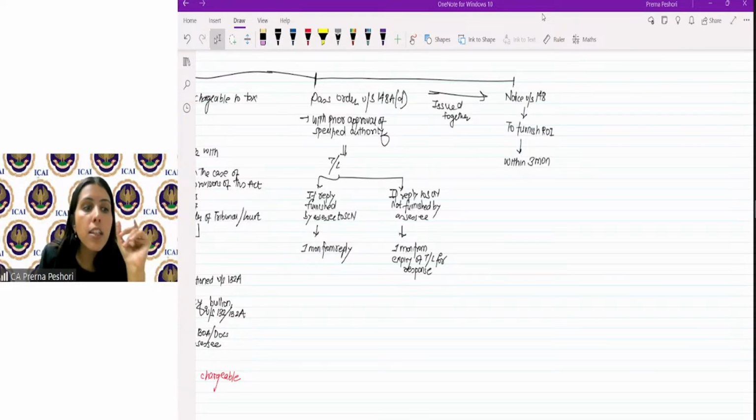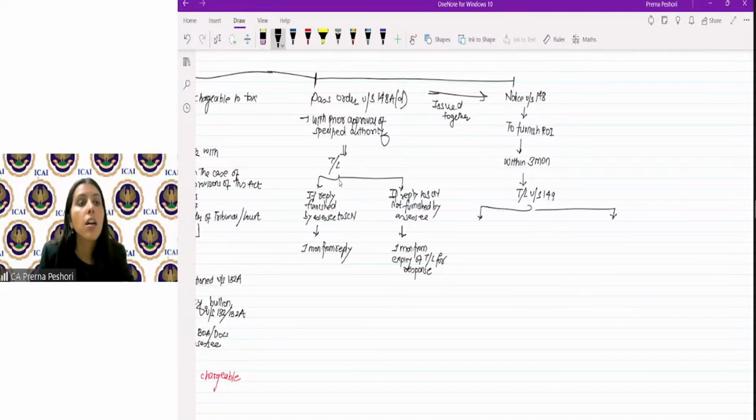Now, what is the time limit for issuing the notice under 148? The time limit for notice under 148 is given under section 149. There are two time limits. One is 3 years from the relevant assessment year. So within 3 years from the relevant assessment year, the notice under 148 can be issued, meaning the reassessment can be made for a period of 3 years prior. The reassessment notice can be made even after 3 years from the end of the relevant assessment year. Second is 10 years from the relevant assessment year.